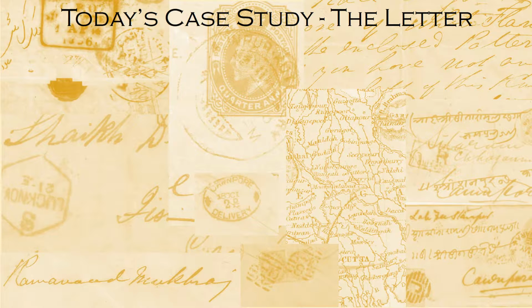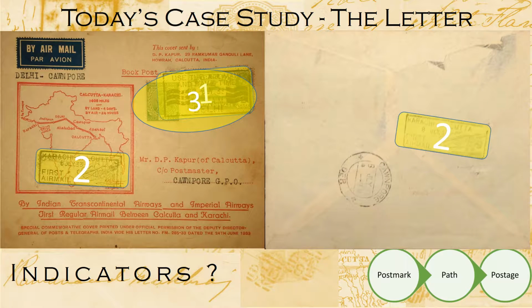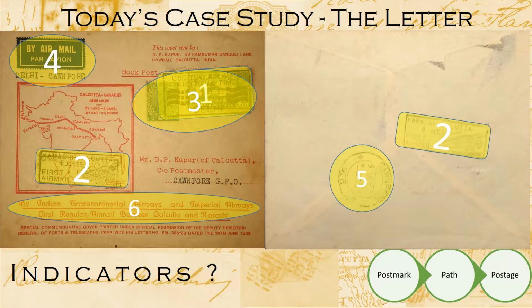Our case study for the day would be an airmail cover of British India. This is a first flight cover, that means this letter was carried on the inaugural run of the mail carrying airplane, thus marking the start of the airmail route. In our case, this beautifully designed cover was carried from Delhi to Cawnpore. Let us start marking the indicators, which tell us about the origin, destination, route and postage. A couple of stamps, 3 square postmarks, a blue label, a circular postmark, and a good deal of printed information.